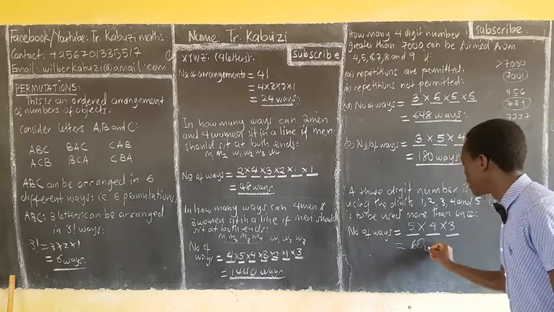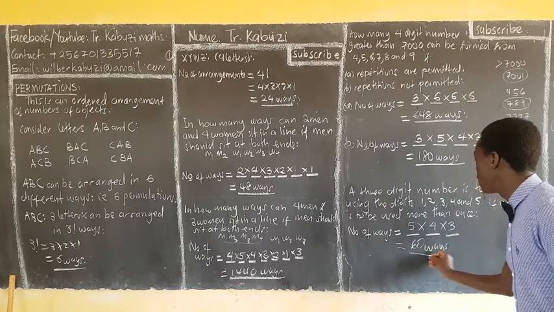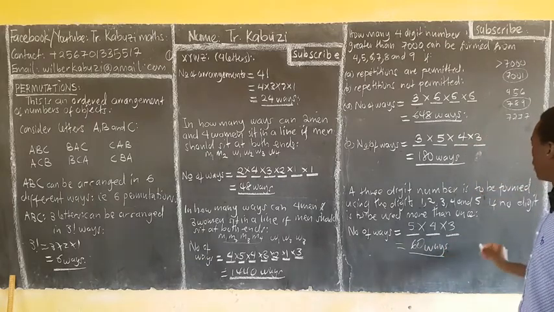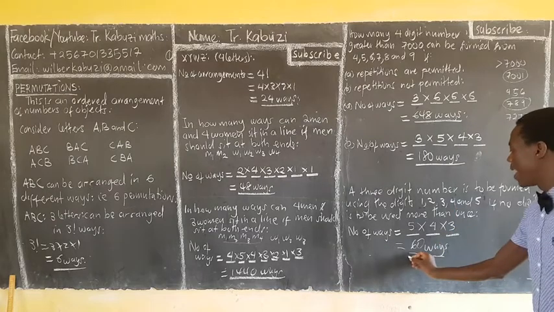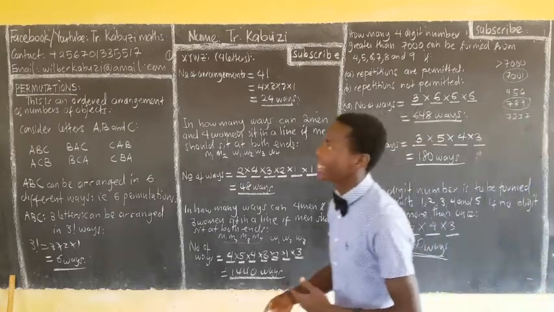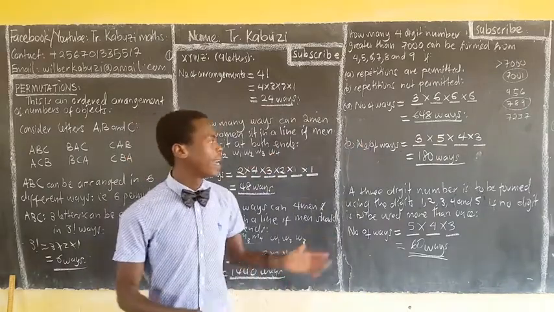Those are 60 ways. If repetition was allowed, then this would be 5 times 5 times 5 because there would be no restriction. Anyway, so members, that's how we start. That's how we handle numbers of that permutation.